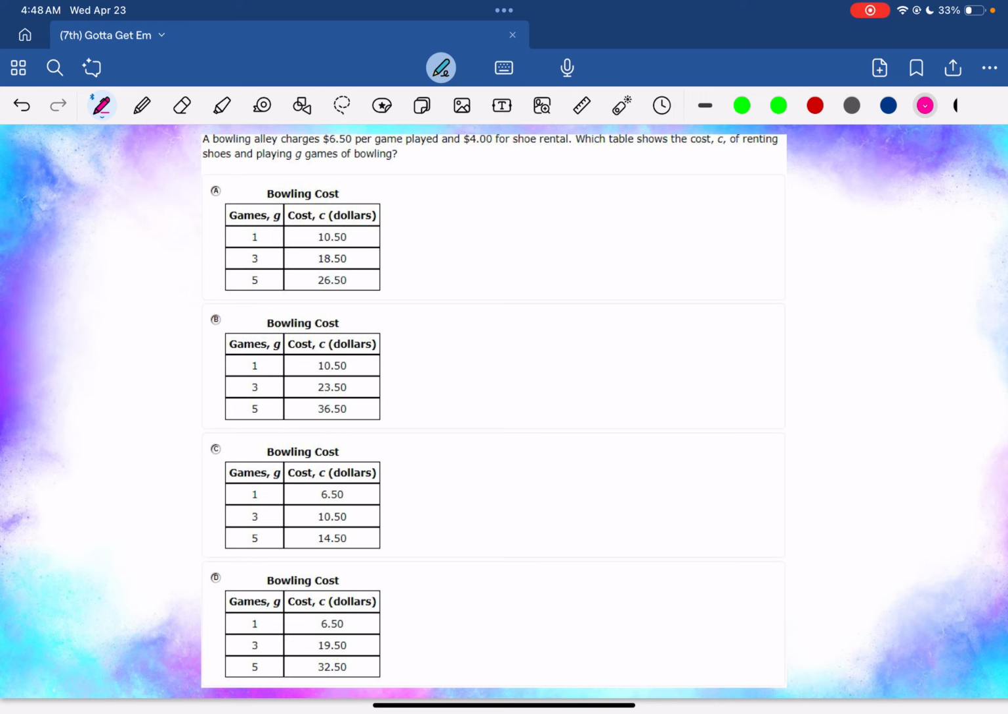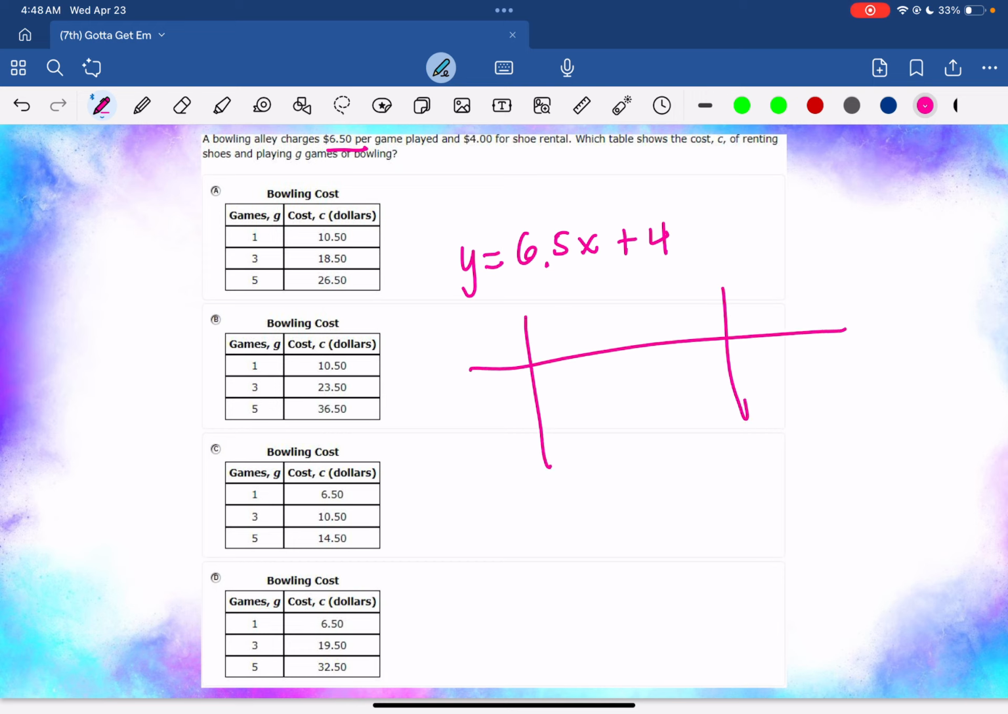All right, guys, it says a bowling alley charges $6.50 per game, so that's our rate of change. And $4 for shoe rental, so that's your initial value. So there goes my rule. So now we have the rule. And this isn't the only way to do it. I just feel like this table gives kids more success. 1, 3, and 5 because I'm grabbing them from the table. Plug in my rate of change.